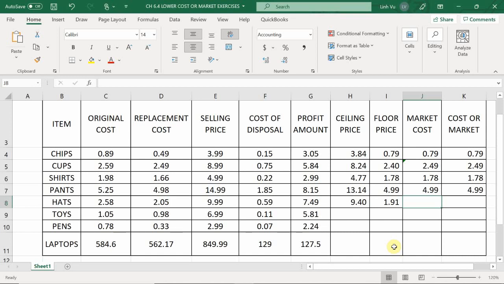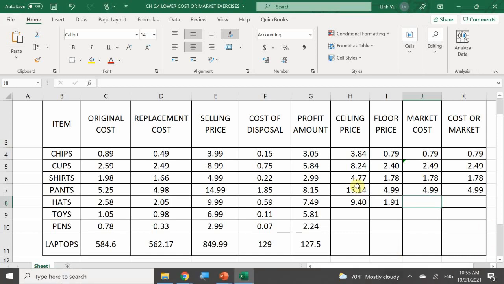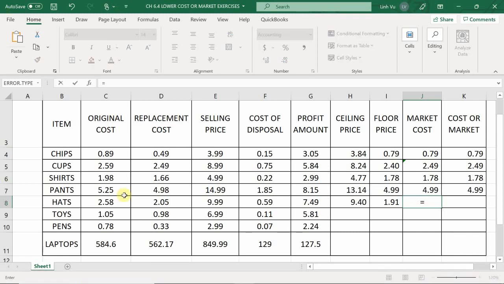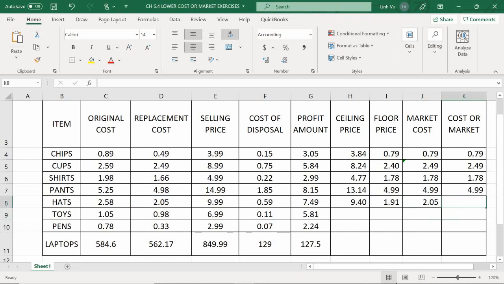The ceiling price, 9.40. Okay. Which one's the lowest value? 1.91 or 2.05? The floor price. The floor is the lowest. So in this case, my market price is going to be my replacement cost of $2.05 because it falls in the middle. Okay? So now the question is, which one's lower? My market of 2.05 or my original cost of 2.58? Your market. Okay?